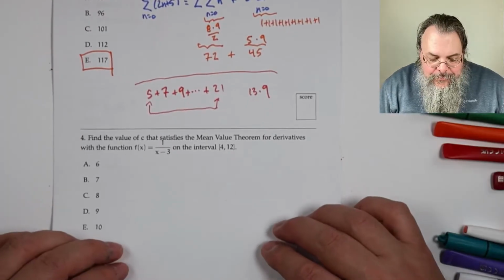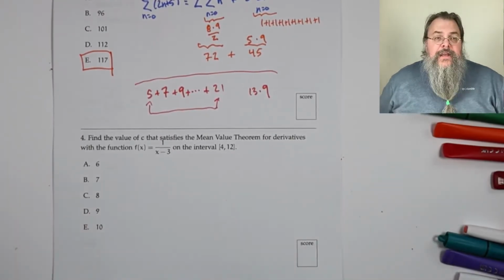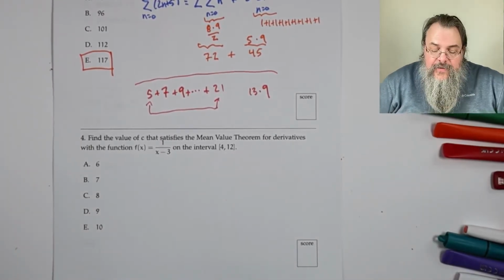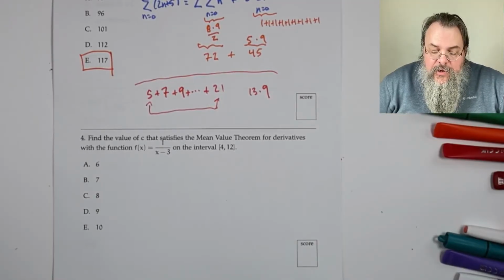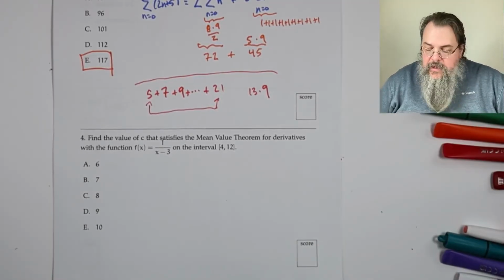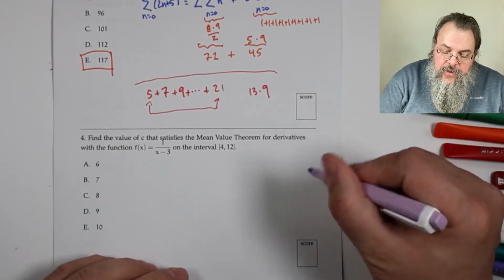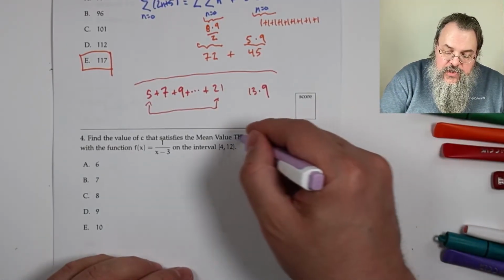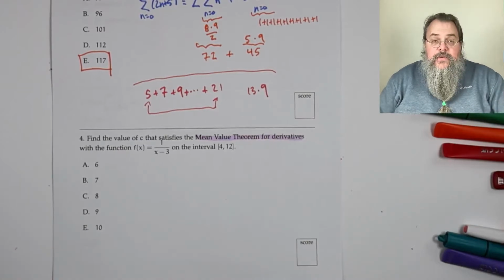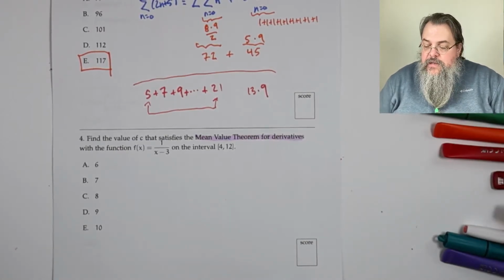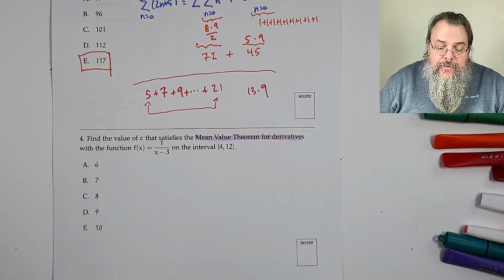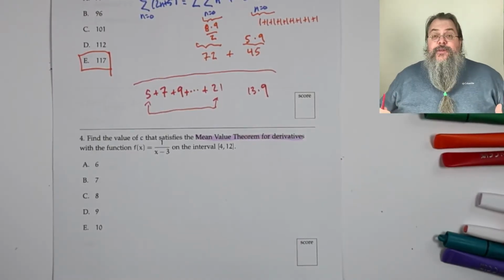Be safe. Number 4. Find the value of C that satisfies the mean value theorem for derivatives. Okay, so they're really specifying mean value theorem for derivatives with the function f of x is 1 over x minus 3 on the interval from 0 to 12. Now, what is the mean value theorem?